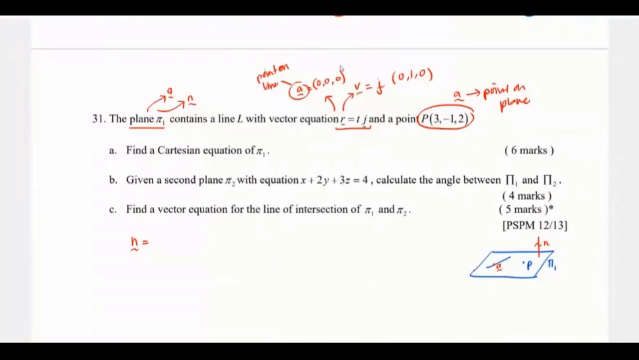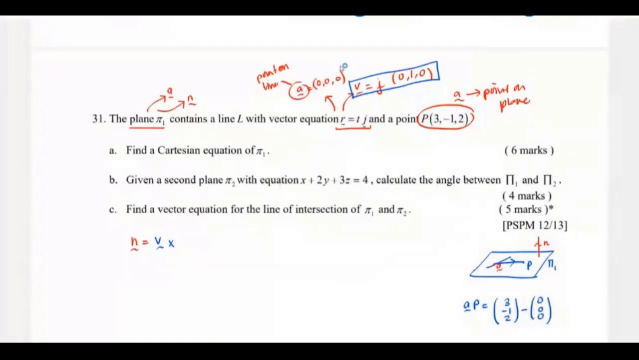Okay, so to get the normal, we can take it, the cross product of V. So V, kita dah ada dah dekat sini, ni V kita. And then to get another vector adalah daripada fixed point pada line kepada P. So to get the position vector of A to P adalah, it means 3, -1, 2 minus 0, 0, 0. So directly kita akan dapat dia adalah 3, -1, 2. So this one I let as the AP.